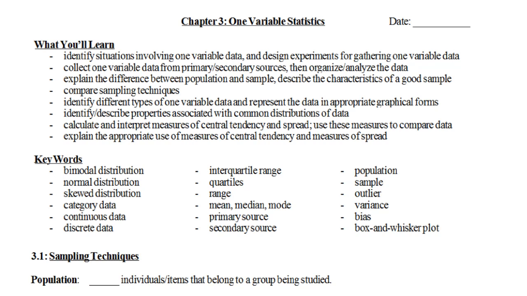So in this course for one variable statistics, you're going to be identifying one variable data, and then you're going to be able to design experiments for gathering that data. You're also going to be able to understand the collection of data and how it's done. You're going to understand what primary and secondary data is. You're also going to be able to explain the difference between a population and a sample.